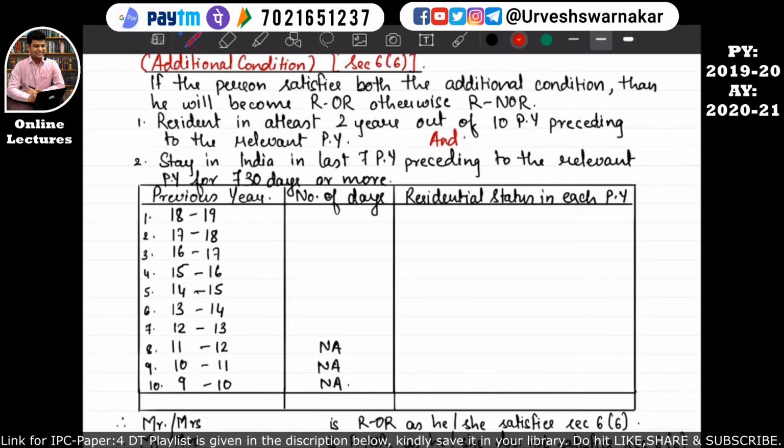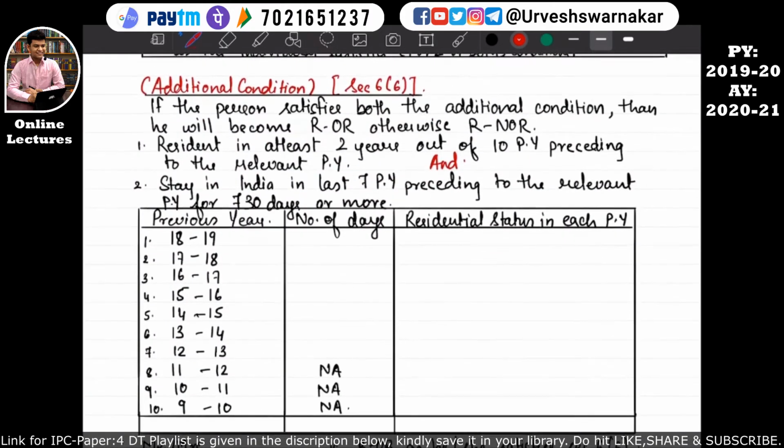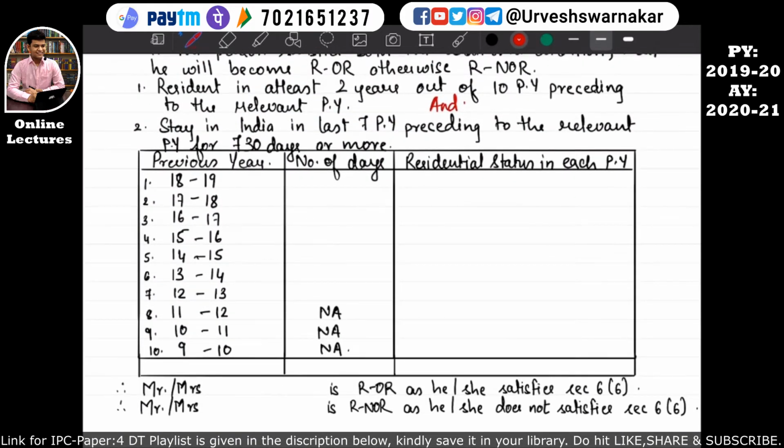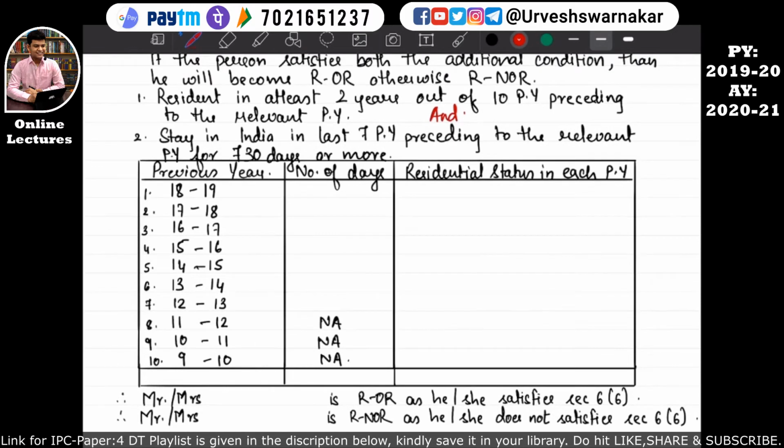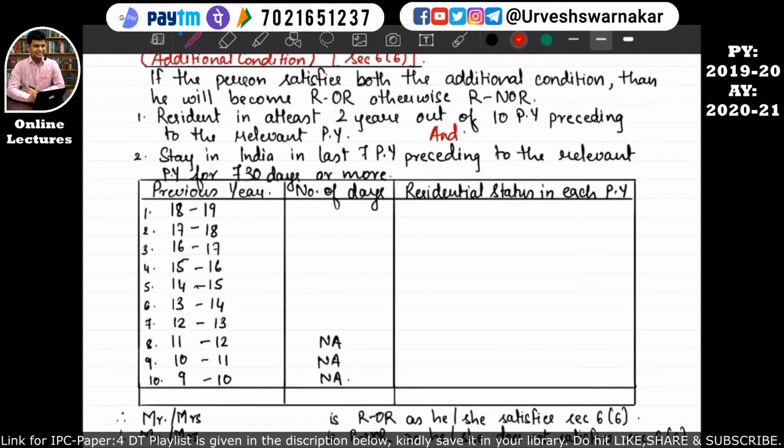So previous year 1920 is not written here. So preceding to that is 18-19, 17-18, 16-17, 15-16, 14-15, 13-14, 12-13, 11-12, 10-11, 9-10. So this is basically 10 years, 10 previous years preceding the relevant previous year. So we have to find out whether Mr. Bradley was a resident in at least 2 out of 10 previous years. So out of these 10, he should be resident in at least 2 previous years.